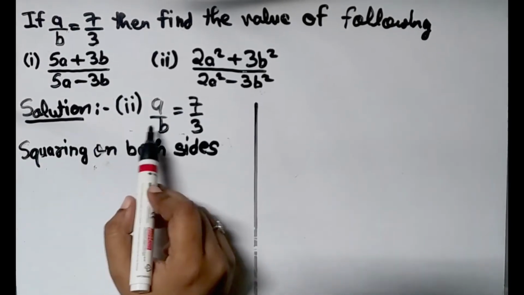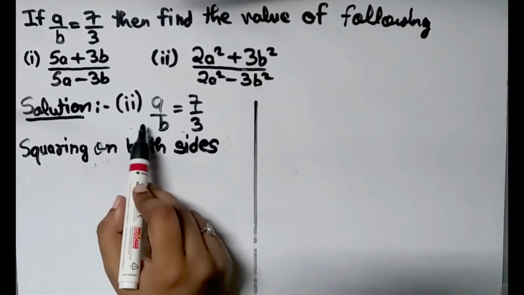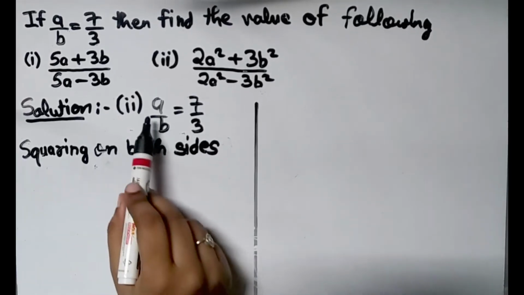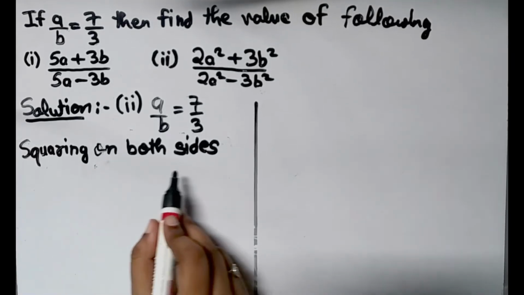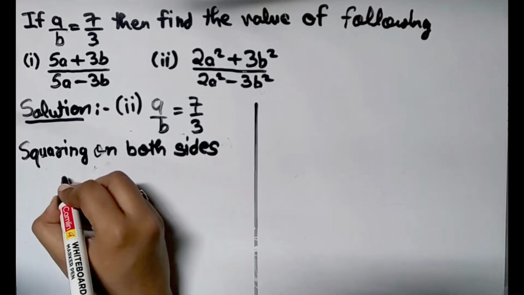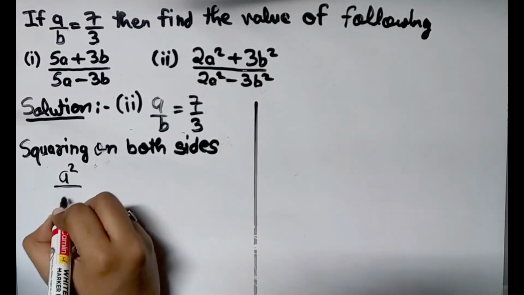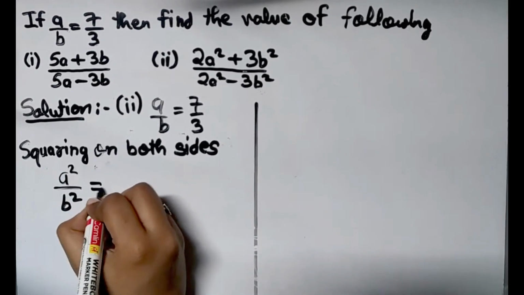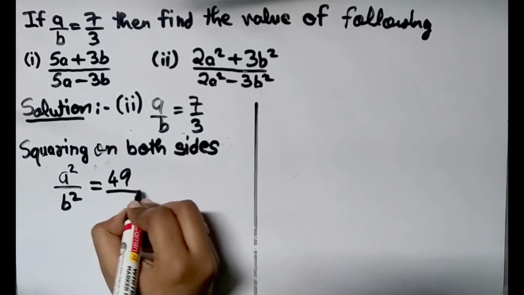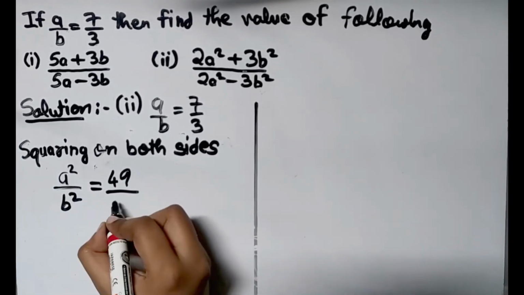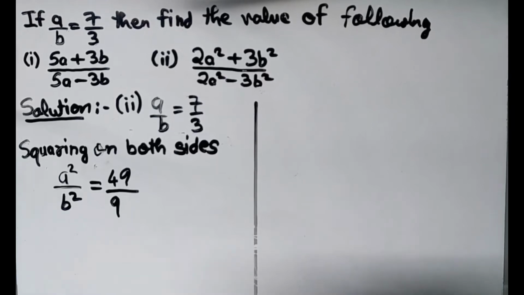See, while applying any operations on equations, we have to apply it on both the sides of equal to sign. So that is only squaring on both sides. So what we will get? a square upon b square is equal to 7 square will be 49 upon 3 square will be 9. So 49 upon 9.